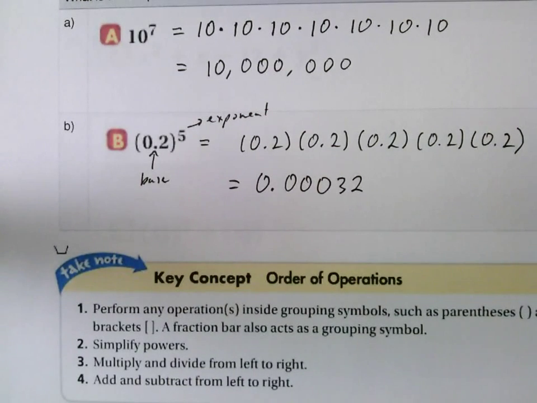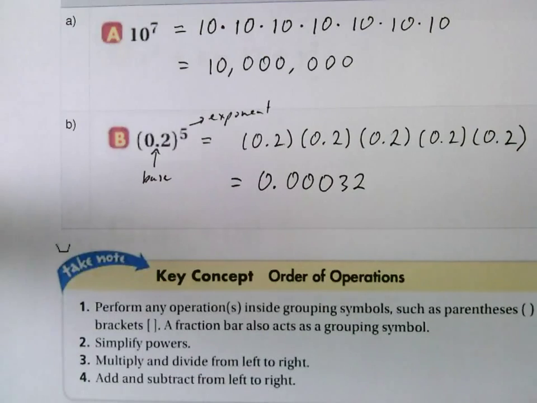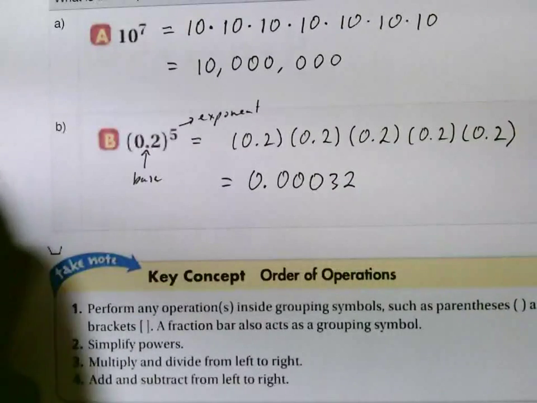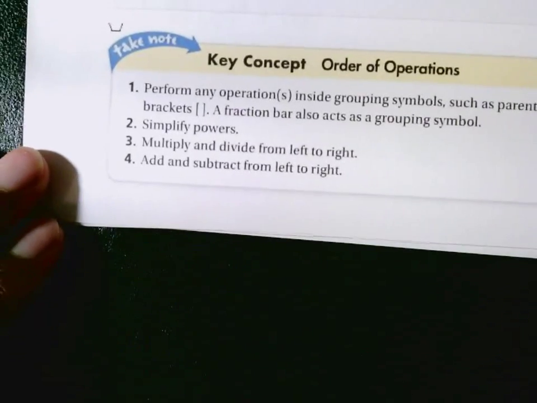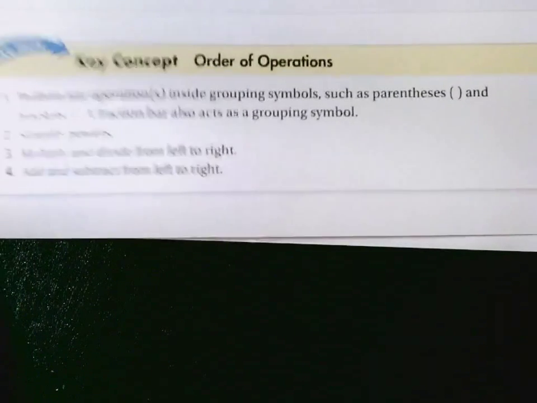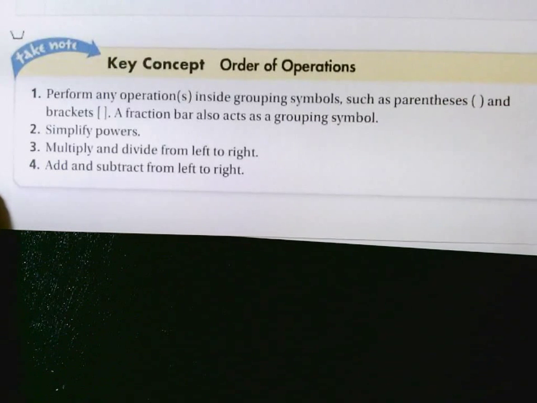Now the next thing we're going to do is quickly review something we did last week, but now we're going to take it to the next level: we're going to simplify more complicated numerical expressions. To help us remember how to simplify more complicated numerical expressions, we have the order of operations. If you remember, great; if you don't remember, here are the rules. I wrote them down over here for you.